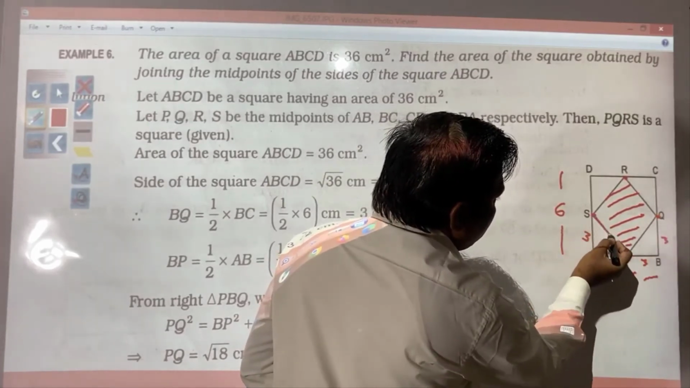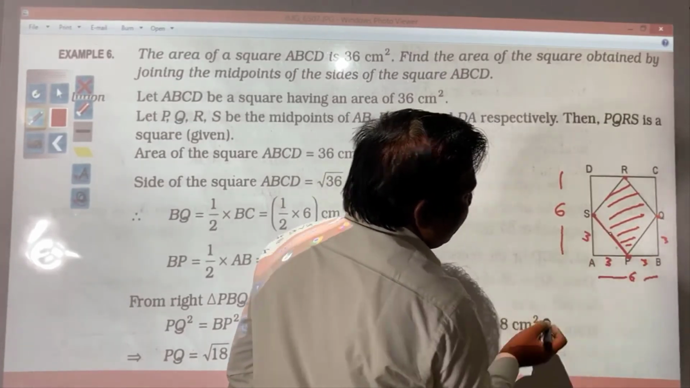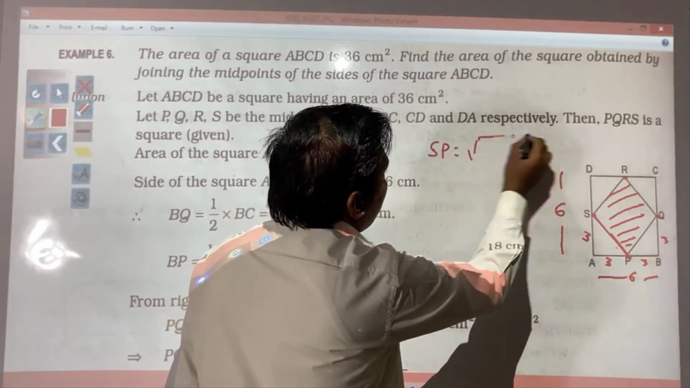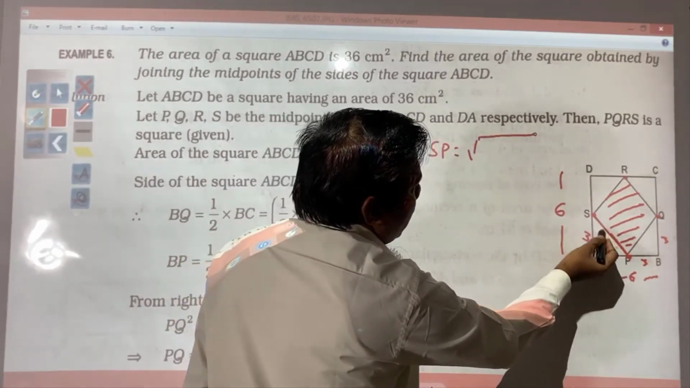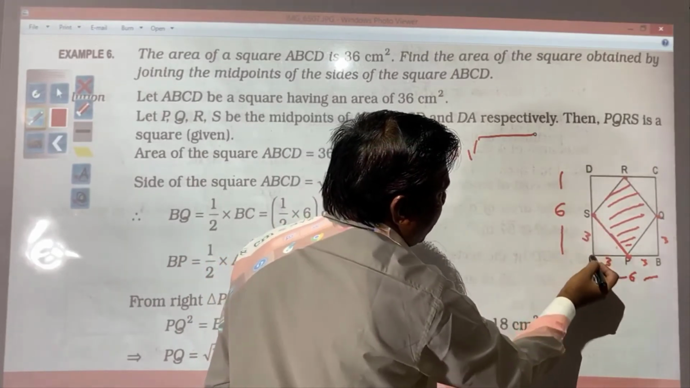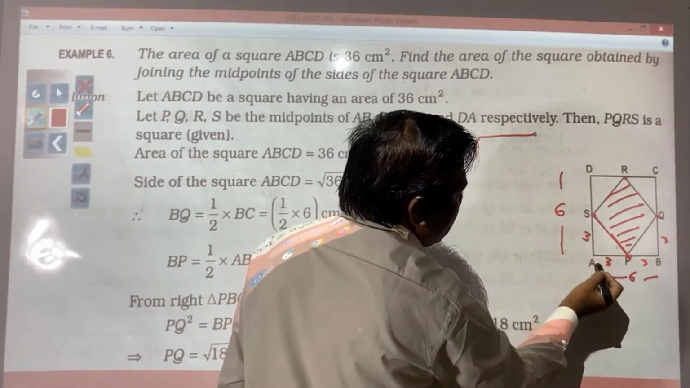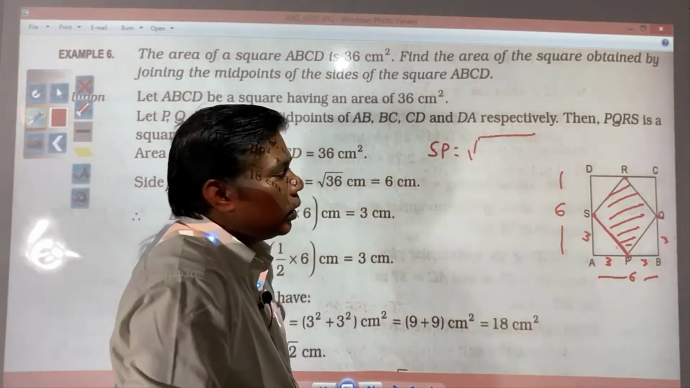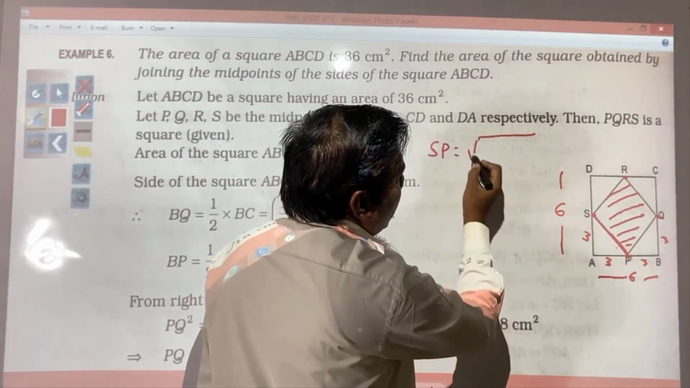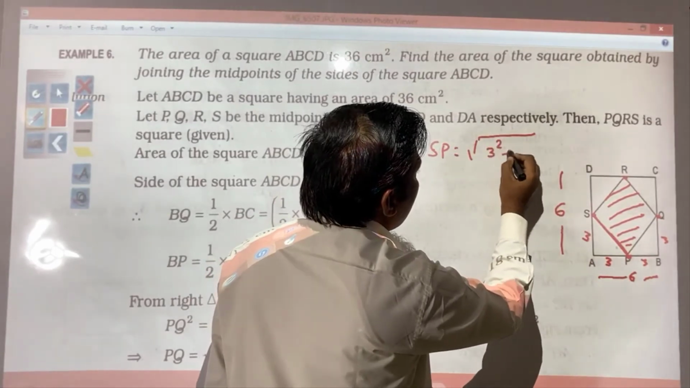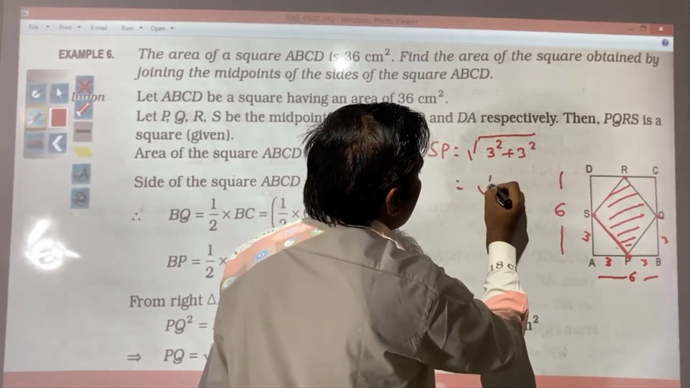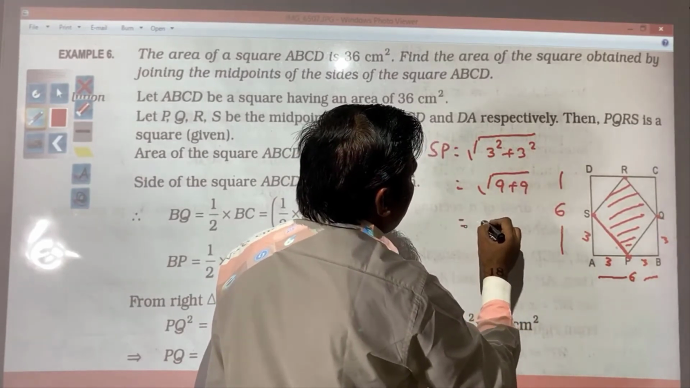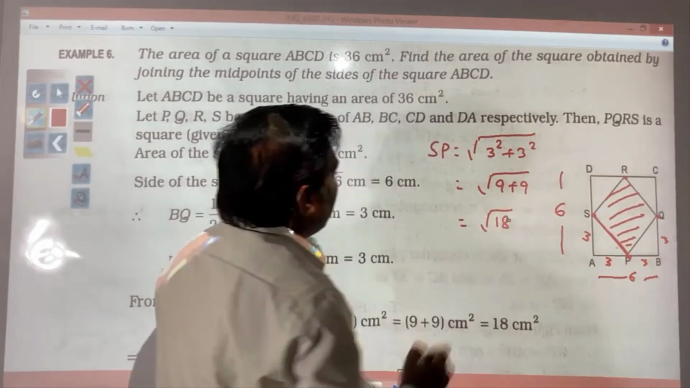You find out this SP, suppose. So SP will be what? This will be the hypotenuse in this triangle SAP. So SP will be equal to root under 3 square plus 3 square. It means 9 plus 9, and this will be root under 18.